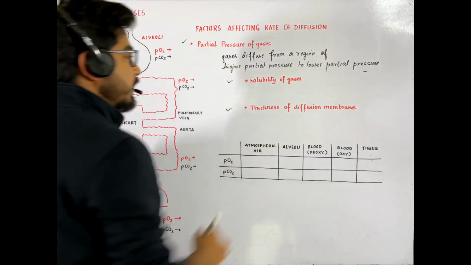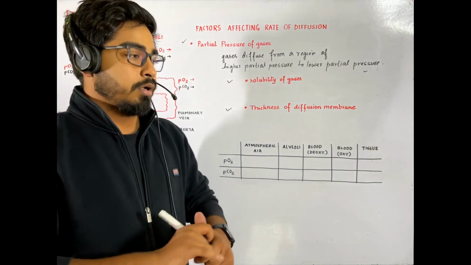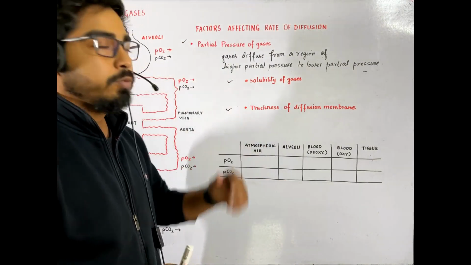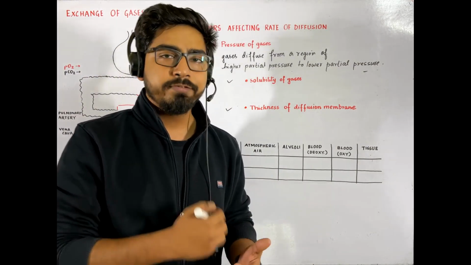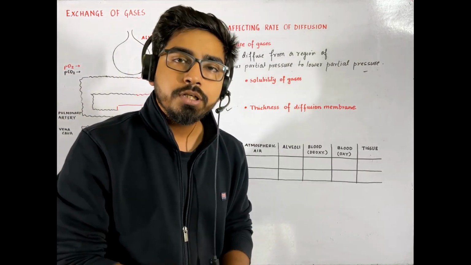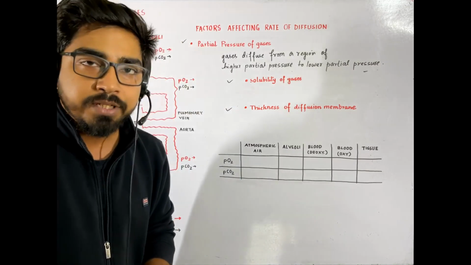Okay, the second factor is solubility of the gas. See, it is very simple. The rate of diffusion is directly proportional to solubility of the gas. If the gas is much more soluble, if it is highly soluble, then the rate of diffusion will be faster. If the gas is less soluble, then the rate of diffusion will be slower.